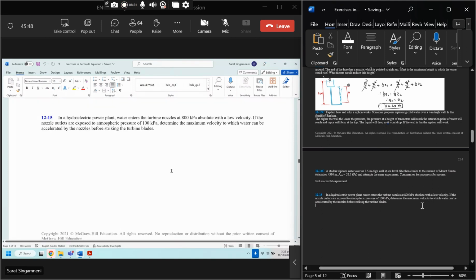In a hydroelectric power plant, water enters the turbine nozzle at 800 kilopascals absolute with a low velocity. If the nozzle outlets are exposed to atmospheric pressure at 100 kilopascals, determine the maximum velocity to which water can be accelerated by the nozzles before striking the turbine blades. So this is a case for the Bernoulli equation.